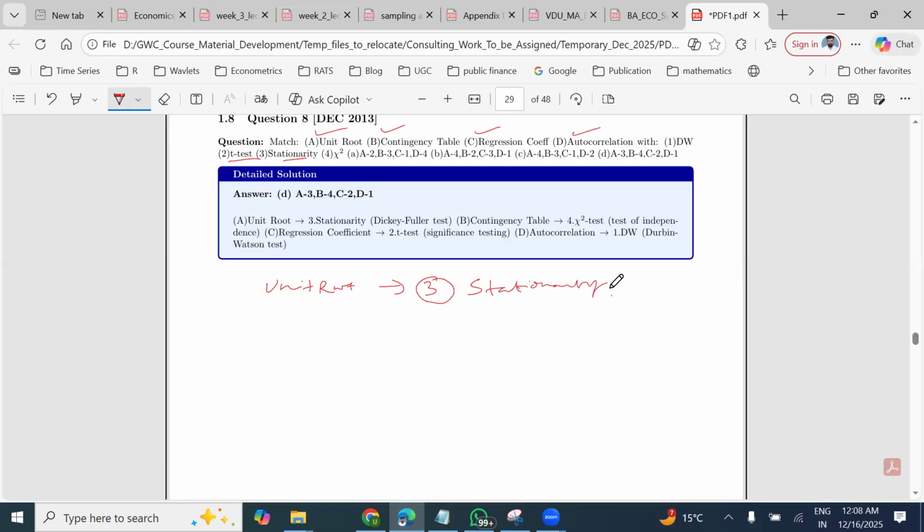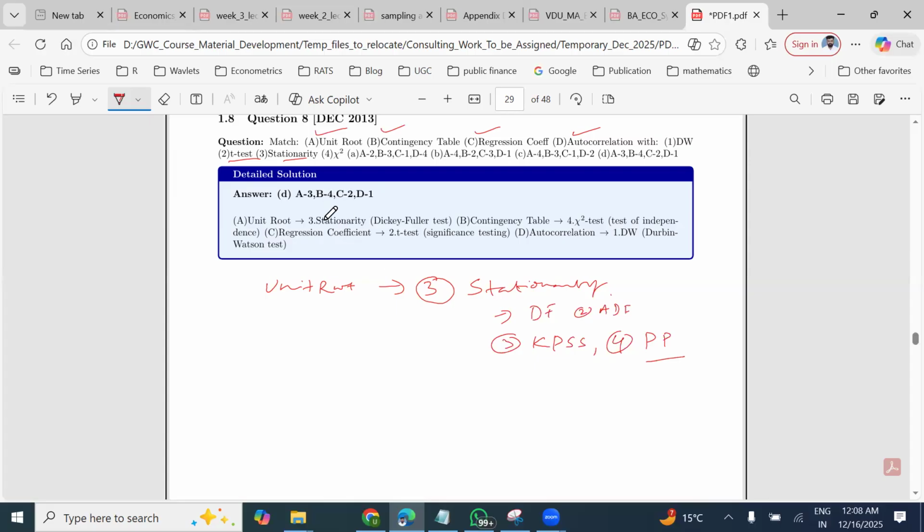What are the other tests of stationarity? Who will tell me? Sir, first, Dickey-Fuller test, DF. Then ADF, the Augmented Dickey-Fuller test. Then the third is KPSS. Very good. Then the Phillips-Perron test, the PP test. Isn't it? Yes.